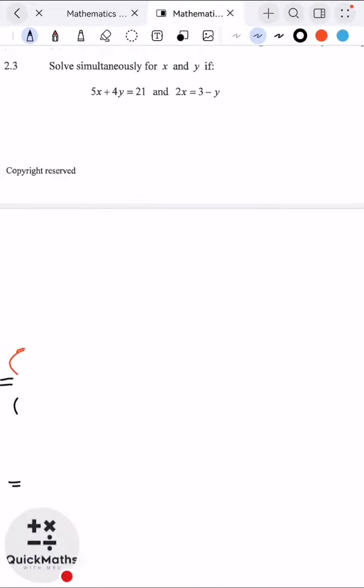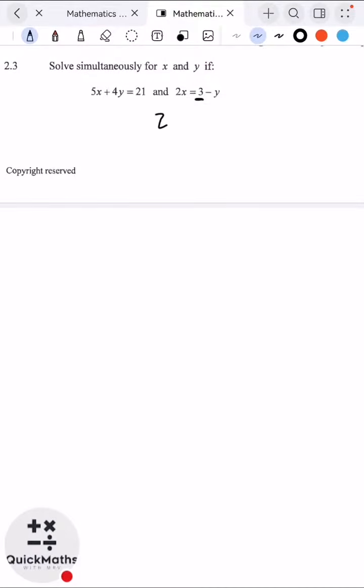So if I look at these two, this one and this one, I think that one's probably going to be the easiest to get y to be my subject. If I say subject, I mean I want it alone on one side. Okay, so I'm going to do this. This 3 that's here, it's a +3. I'm going to -3 on both sides.